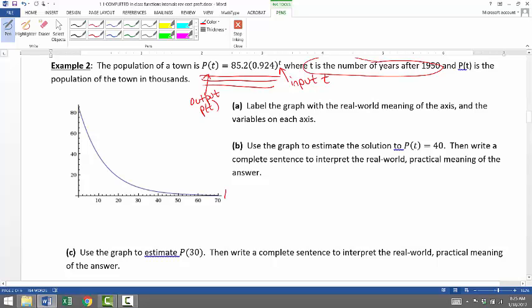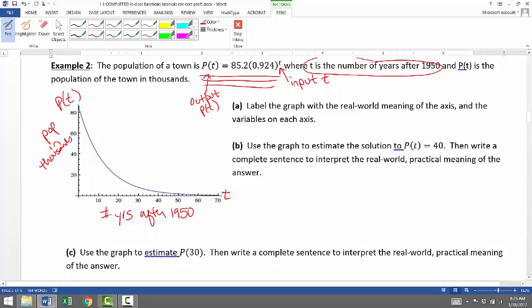So along the input axis, we have T, which is number of years after 1950, and we see the scale given in the problem here. We have 10, 20, 30, so 10 years after 1950, 20 years after 1950, and so forth. And along the output axis, we have P of T, which is the population of the town in thousands. So meaning 20,000 people, 40,000 people, 60,000 people, and so forth. Part A asked us to label the graph, which I've done. I labeled the variables T and P of T, and I labeled the meaning of the variables.